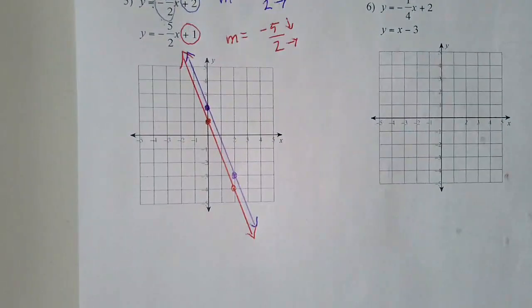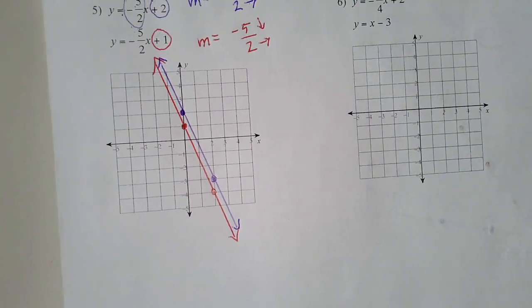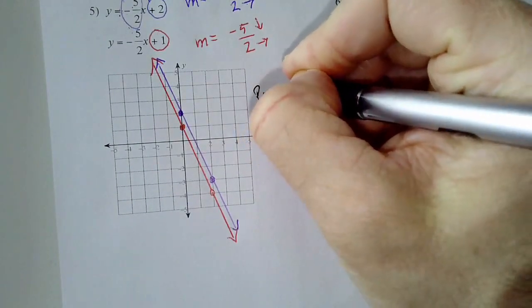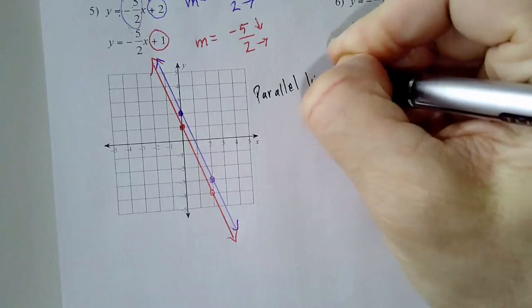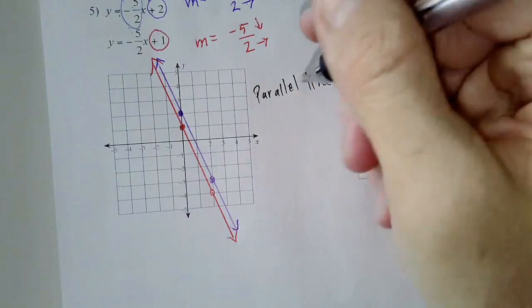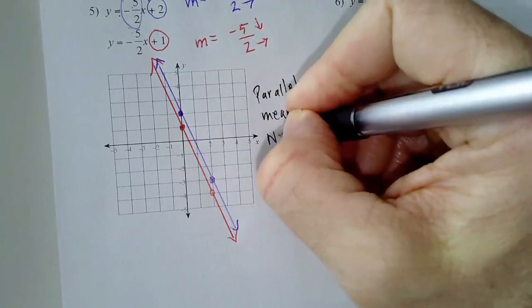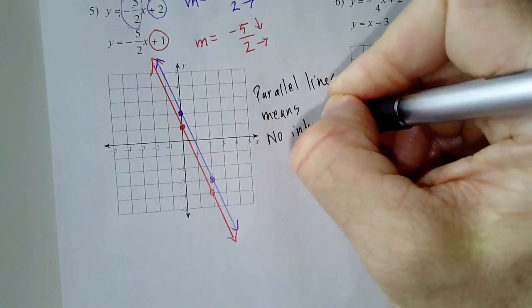So this is a system of equations, and we know that the solution to a system of equations is where the lines intersect. But you just said that these lines never intersect. So is there a solution? No. Okay, so parallel lines means no intersection point.